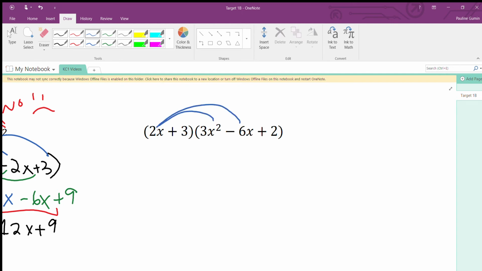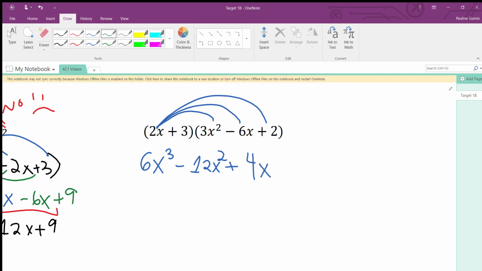All right, so let's distribute that 2x first. 2x times 3x squared is 6x to the power of 3. Don't forget that that x has a power of 1. X squared has a power of 2. When you add them, we get 3. 2x times negative 6x is negative 12x squared, my bad. 2x times positive 2, that's 4x.